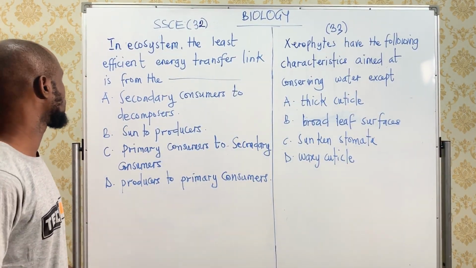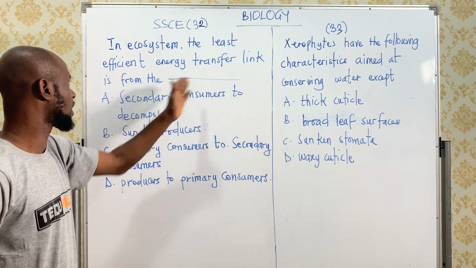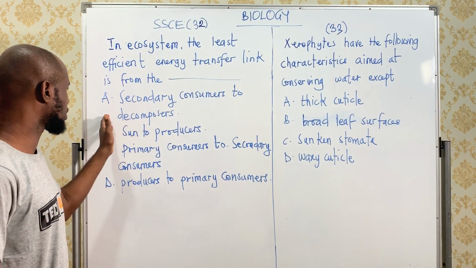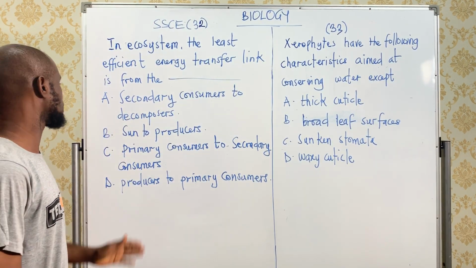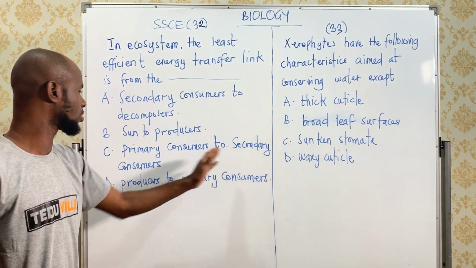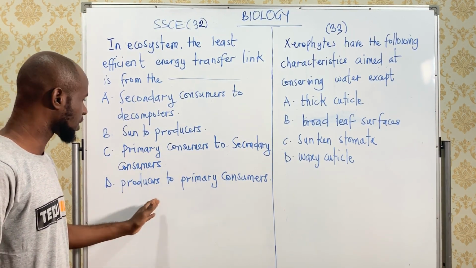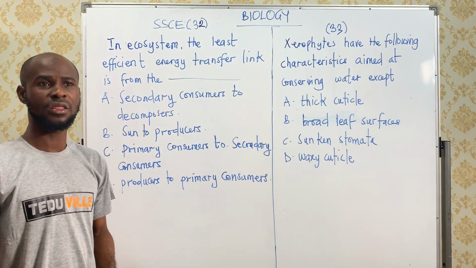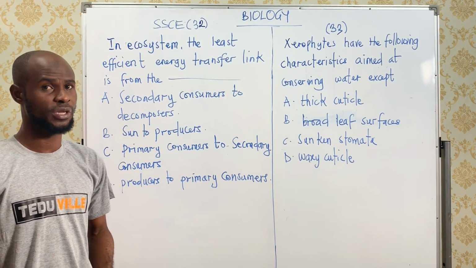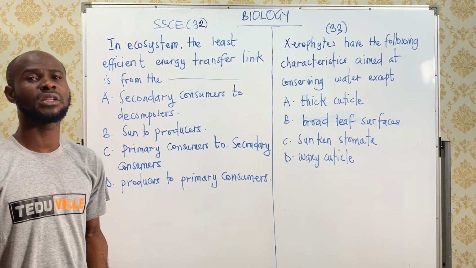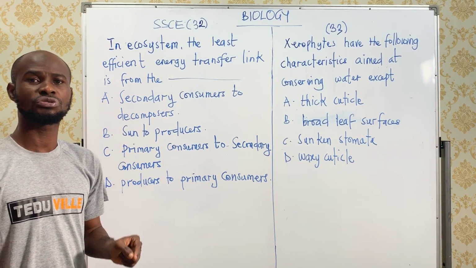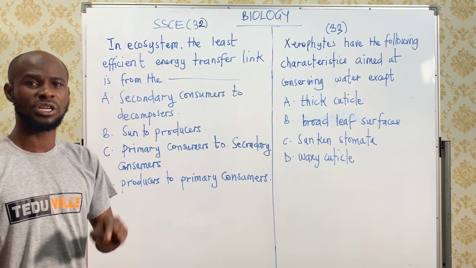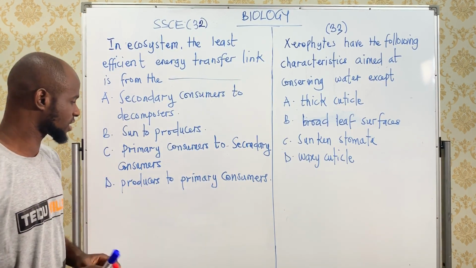Now, in an ecosystem, the least efficient energy transfer link is from the dash. A, secondary consumers to decomposers, B, sun to producers, C, primary consumers to secondary consumers, and D, producers to primary consumers. This question is talking about energy transfer, and we have what is called the law of thermodynamics. The first law of thermodynamics says that no transfer of energy from one form to another is 100% efficient.